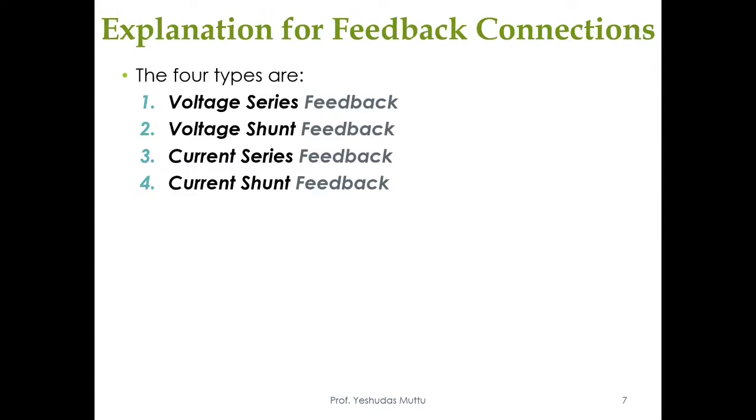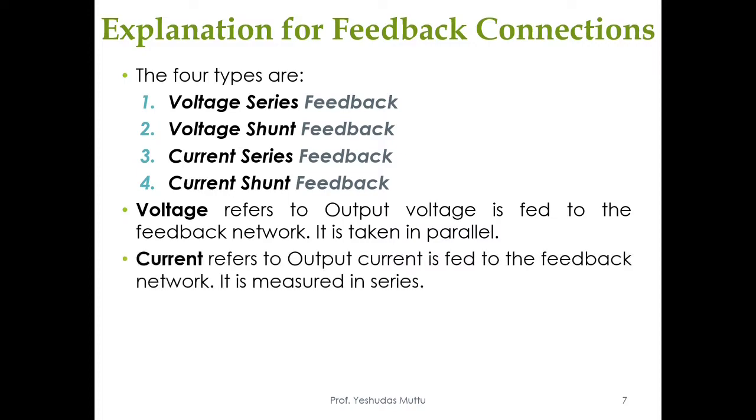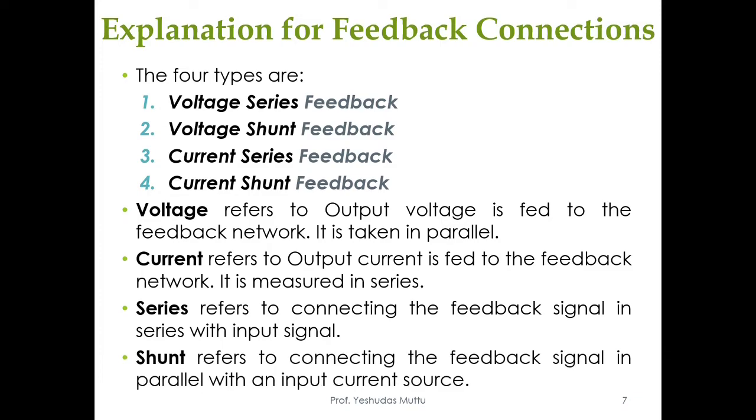This is just in brief. The first word voltage refers to the output voltage, which is why it is measured or connected in parallel. Current refers to output current, so it is measured in series. The series term refers to the feedback connection in series with the input. Similarly, shunt means the feedback signal is connected in shunt with the input.